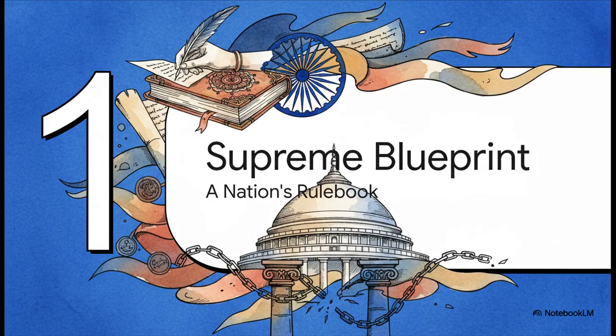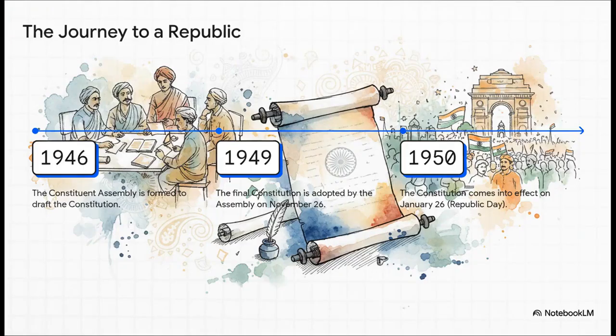All right, Section 1, the Supreme Blueprint. Let's dive right in and get a handle on where this incredible document actually came from and what makes it the final word in India. What's so fascinating here is that this wasn't something that was rushed. Not at all. This timeline shows a really deliberate, multi-year journey.